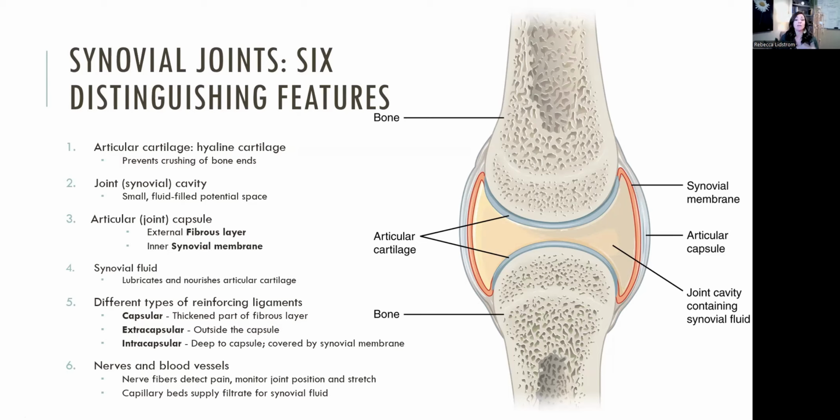The other thing that's important is that blood supply. Anytime we have blood supply, it is delivering nutrients that we need for repair and for function, including the delivery of oxygen so that we can make ATP and actually make movement happen at those joints. So articular cartilage, synovial cavity, the articular joint capsule, synovial fluid, the reinforcing ligaments, and the nerve and blood supply. All of these characteristics are what synovial joints are going to have, and the other joints aren't going to have all of these features.